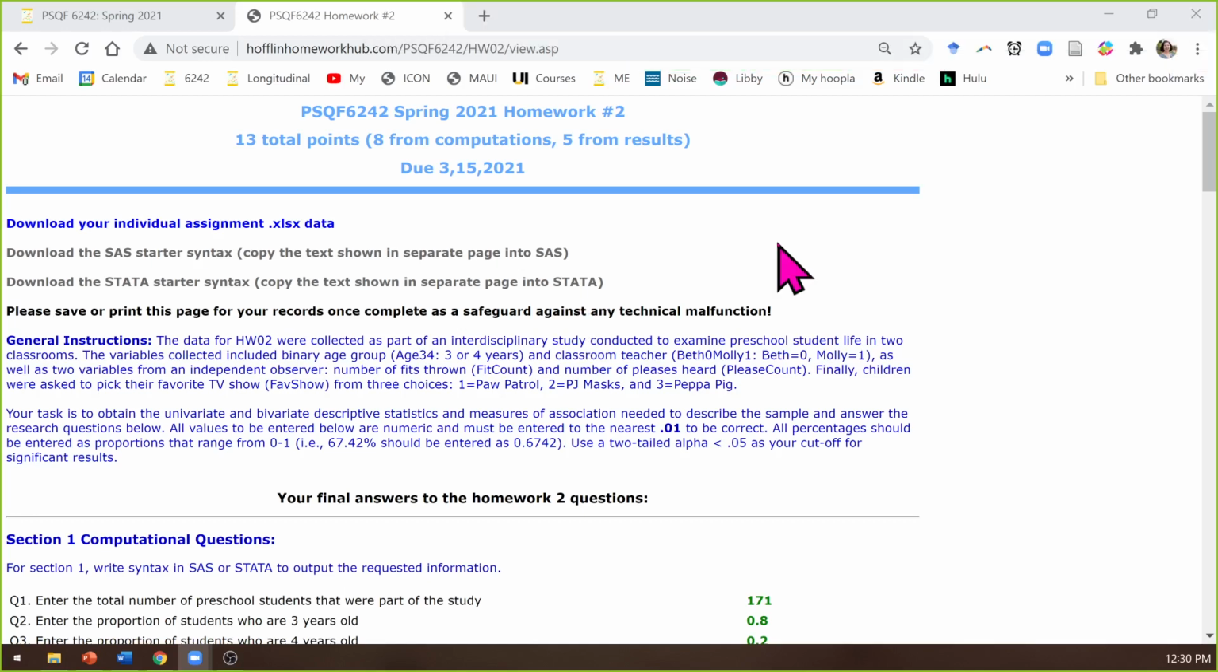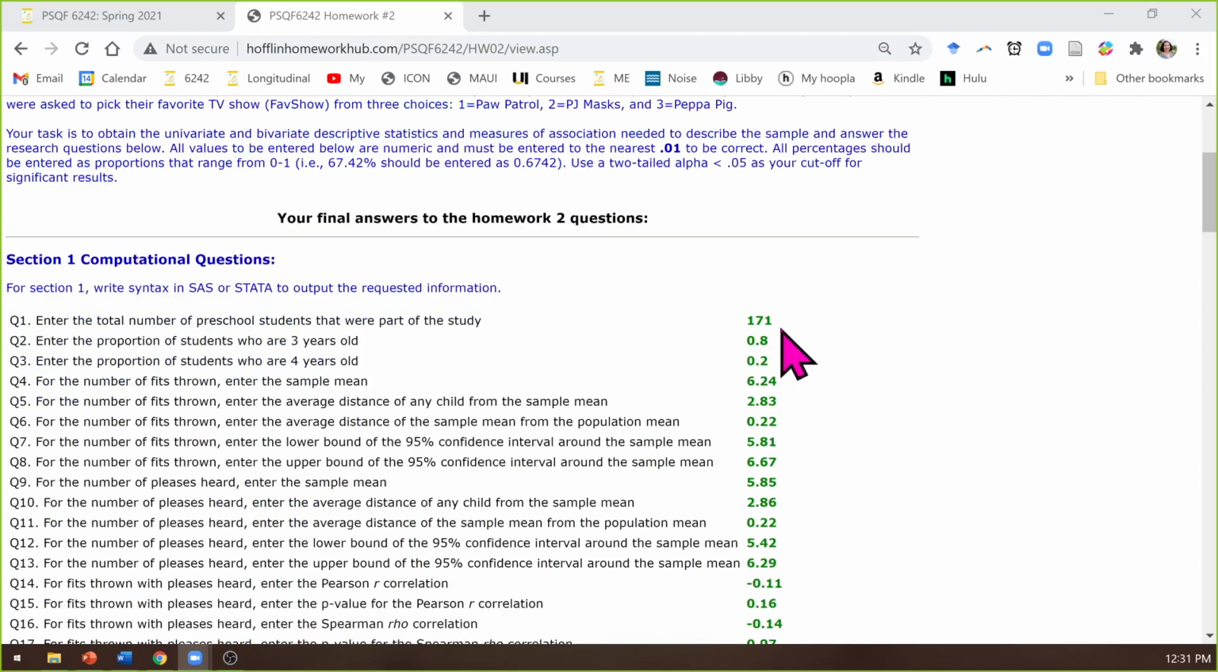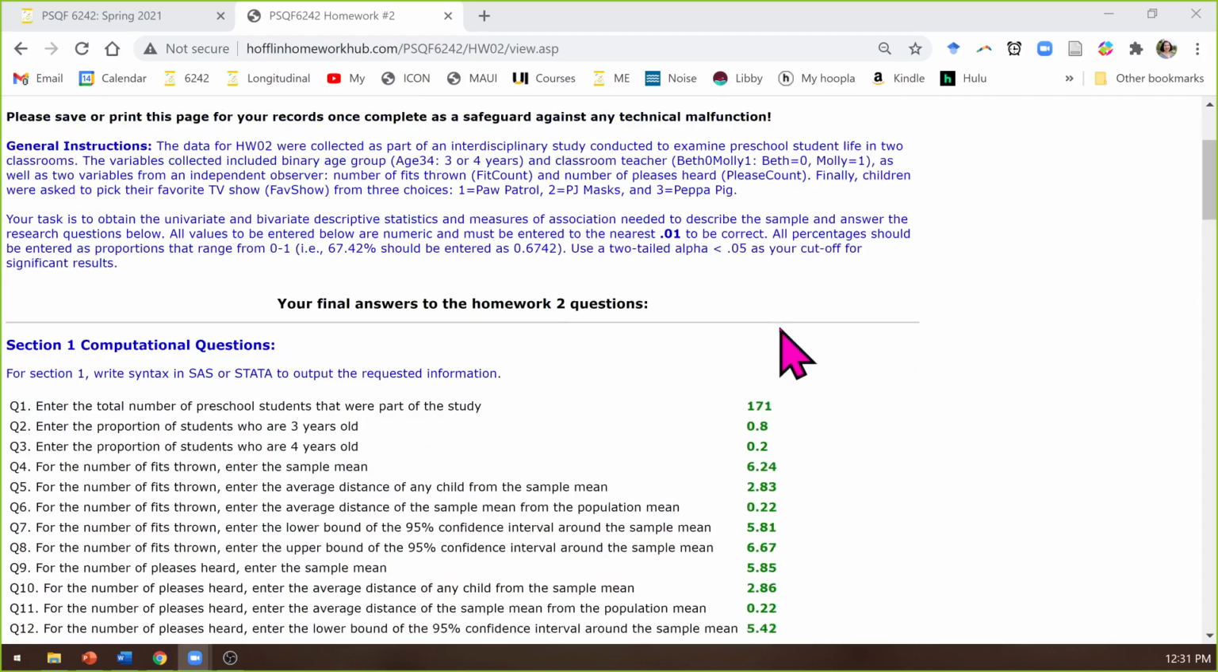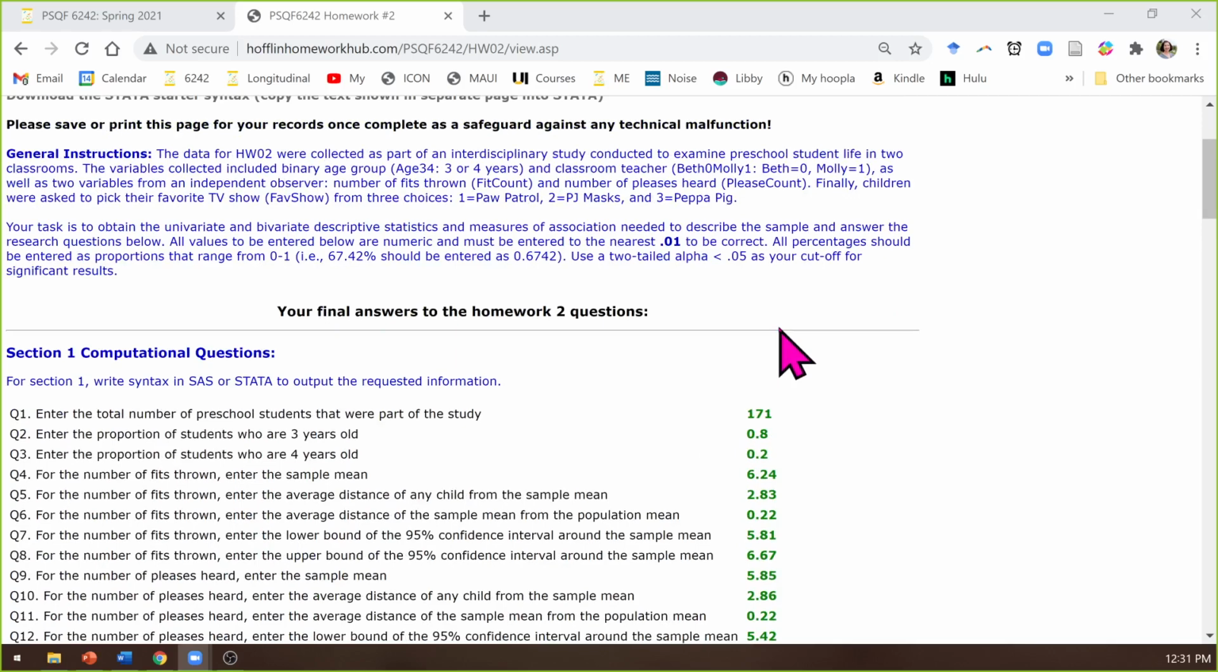But here we go. Homework 2 went reasonably well. I had a peek at the pattern of incorrect answers, and it looked like there were 2 questions in particular that seemed like folks had problems with. But are there any that you want to ask me about before I do those?